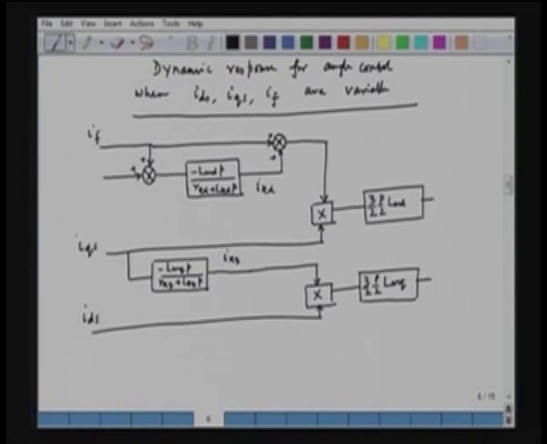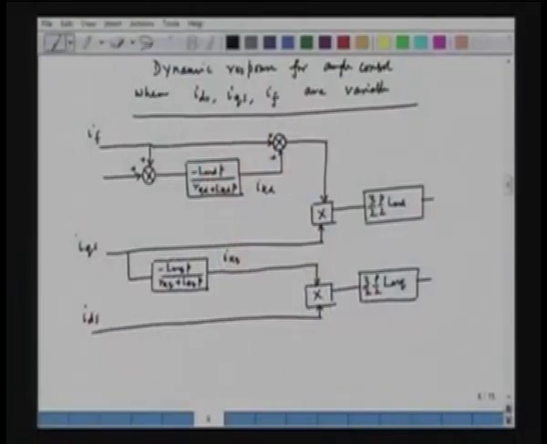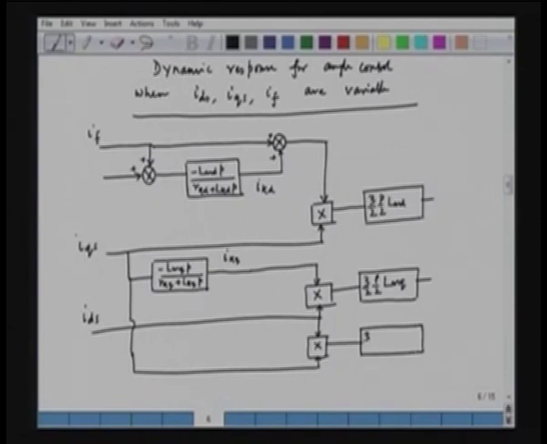Now, what about the third term? The third term is the reluctance torque, which is the product of IQS with IDS into (LDS minus LQS). So, we have the product of IQS and IDS, with another multiplier, and the constant is 3/2 P/2 into (LDS minus LQS). So, these are the three terms of the torque.